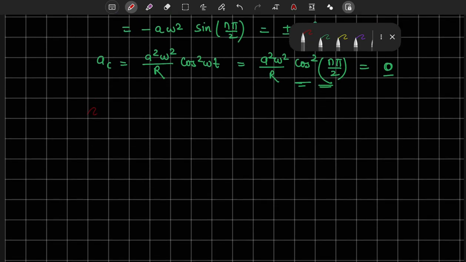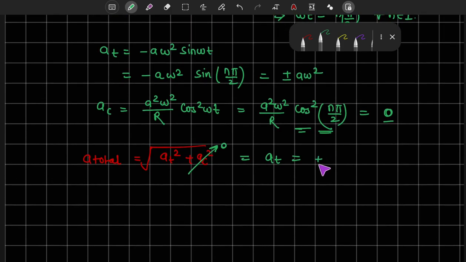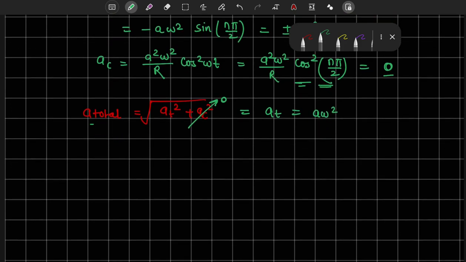So if we write the total acceleration, we can write it as square root of a_t square plus a_c square, and here a_c is 0, so we can write it as a_t, that is equal to a omega square. So the magnitude of the total acceleration is equal to a omega square. Let us substitute the value of a. So we can write 0.8 into 2 square, so we will get 3.2 meter per second square.